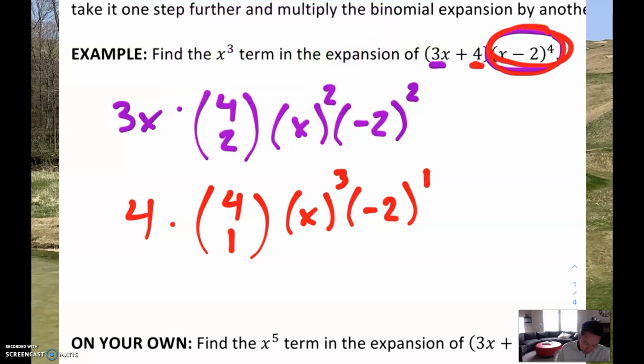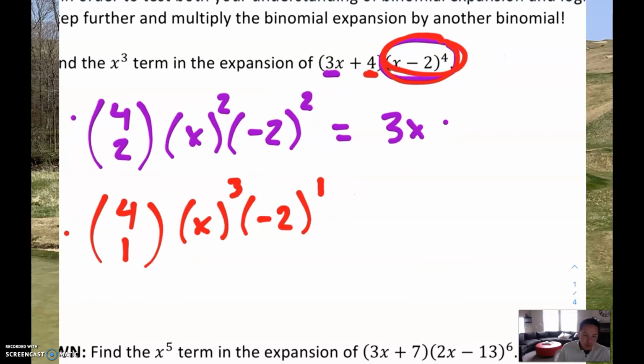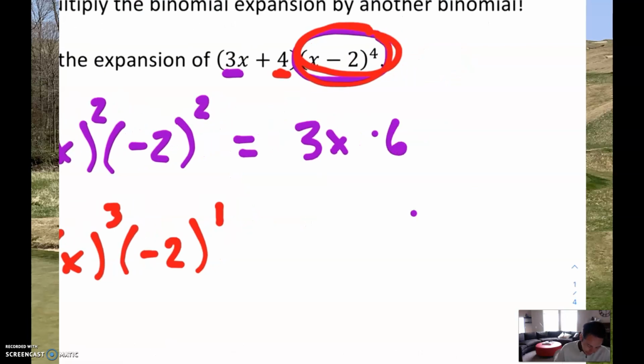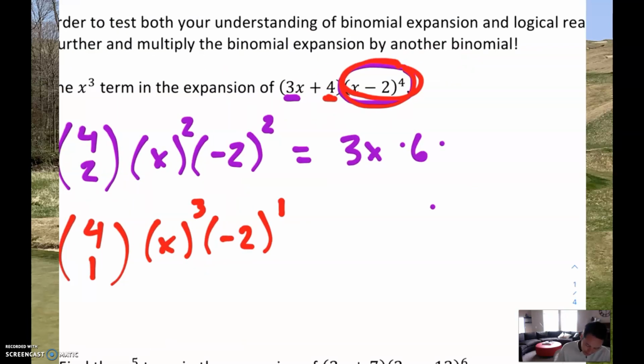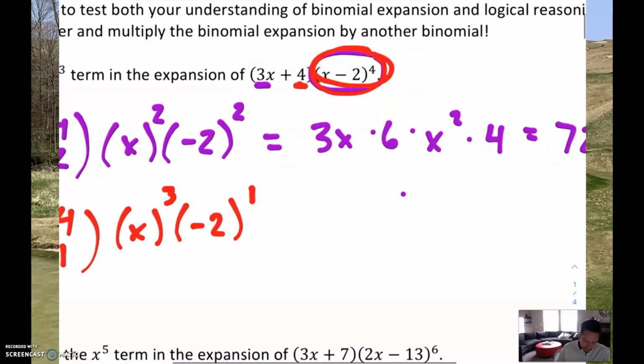So let's start with this first one. We have 3x, just leave it as 3x, times 4 choose 2. If you take 4 choose 2, that is equal to a 6, times x squared, that's just x squared, and times negative 2 squared, that is a 4. So if you were to multiply all of that out, 3x times 6 times x squared times 4, that gives you 72x cubed.